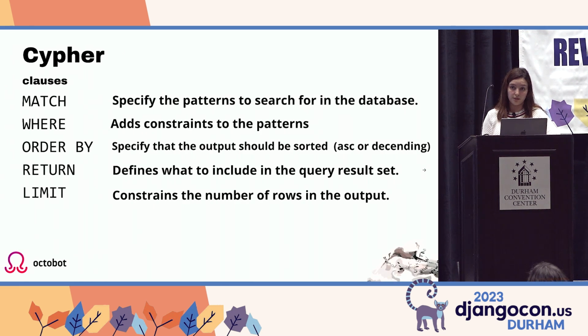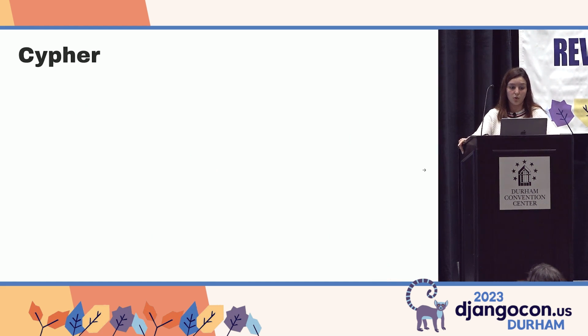So there are a lot of clauses in Cypher, but I bring some examples of them. For example, MATCH is to specify the pattern to search for in the database. The clause WHERE is to add constraints to the patterns. ORDER BY is to specify that the output should be sorted, could be ascending or descending. RETURN defines what to include in the query result, and LIMIT is to constrain the number of rows in the output. So it's readable, and I think that if you read it, you can understand the query.